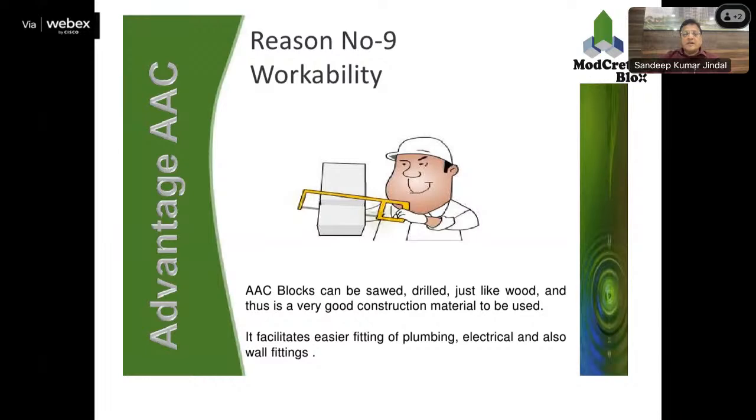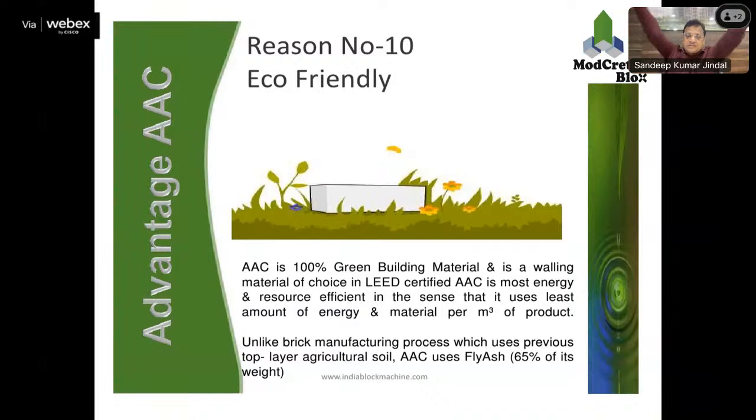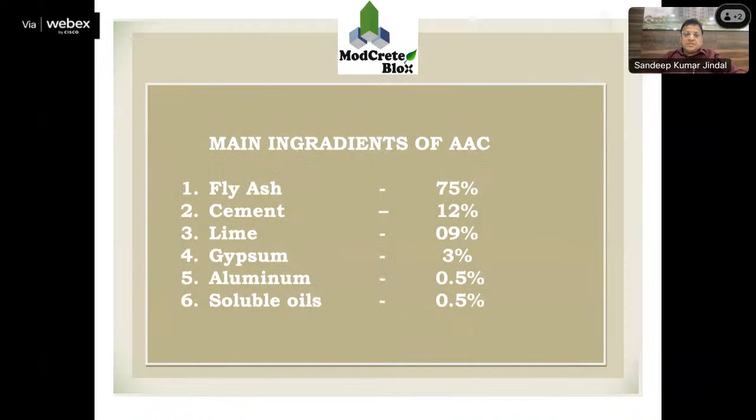And it's an eco-friendly product. It's 100% green building material, certified by LEED, and it uses fly ash up to 75% of its volume and 65% of its weight. So a very good eco-friendly product. The main ingredients of AAC blocks are up to 75% fly ash, 12% cement, 9% lime, 3% gypsum and 0.5% aluminium powder.